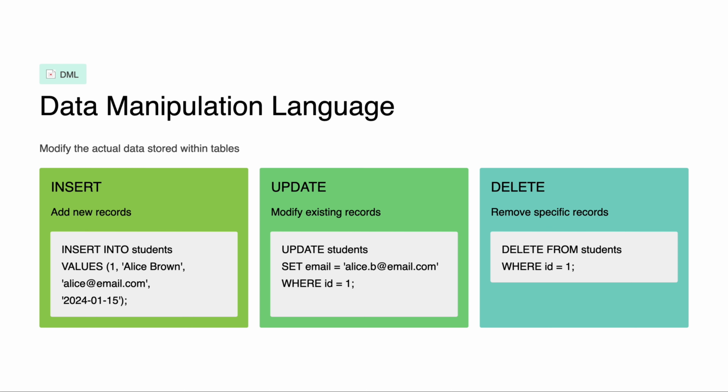If DDL is the building, the cabinet, DML is placing files inside it. I have already told you, if DDL is the design of the building, then DML is going to take the place of the cabinet, like it is a subset of the DDL.